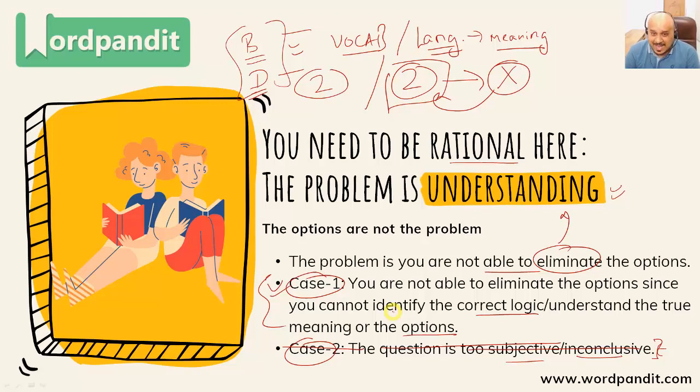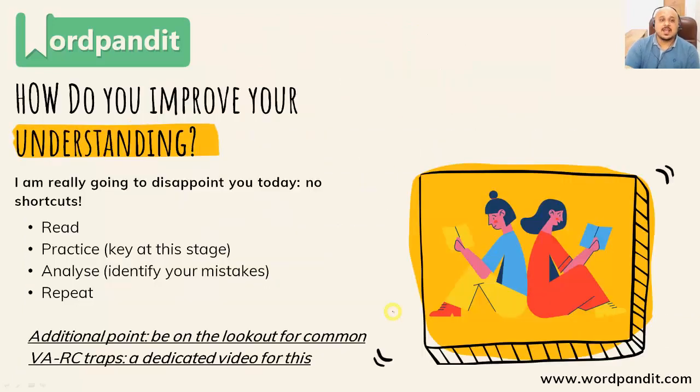For everything else, the problem is of understanding, right, of you not being able to comprehend the difference between the two answer choices. So your problem of not being able to select from two answer choices is actually a problem of understanding. Now, how do you improve your understanding? As I said, I broke your heart once. I'm going to do it again today. I'm going to do it twice in this video.